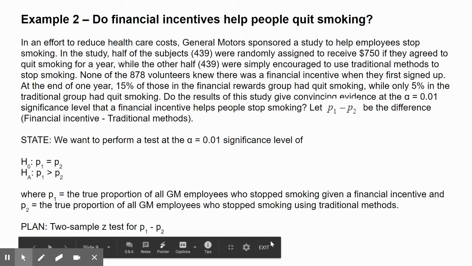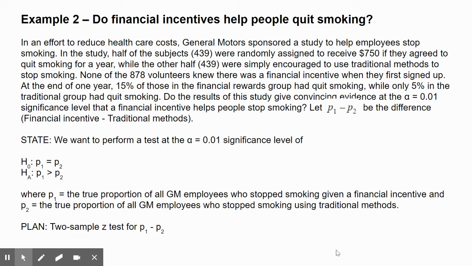Okay, here we go. It says, do financial incentives help people quit smoking? In an effort to reduce healthcare costs, General Motors sponsored a study to help employees stop smoking. It is true that companies get incentives if they have fewer employees that use tobacco. I know my dad, he works for Nestle Gerber, and he has to take a survey as well.